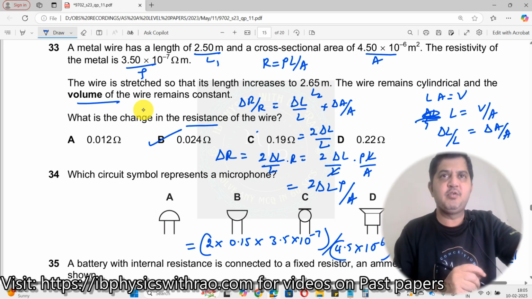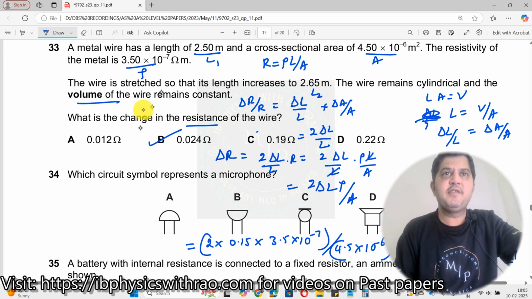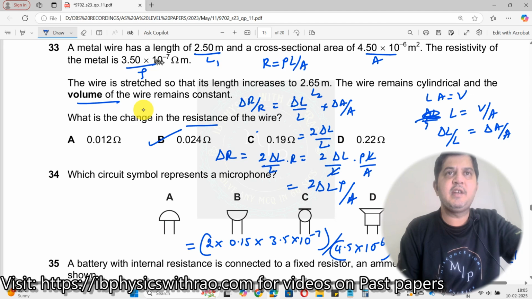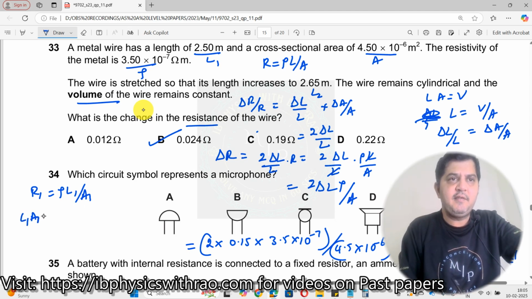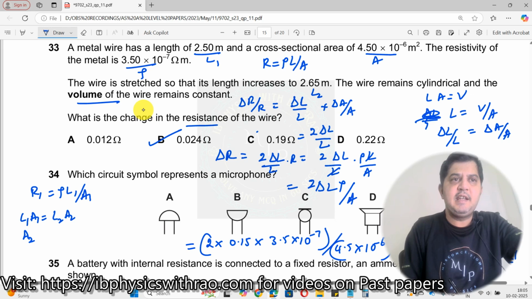There is one more method to do it. That method is to first find out the resistance here, using R1 is equal to rho L1 divided by A1. Rho is given, L1 is given, A1 is given. Substitute these values, get the answer. Second, we know that L1 A1 is equal to L2 A2 because volume is not changing, right? So I can write the new area A2 is equal to L1 A1 divided by L2.